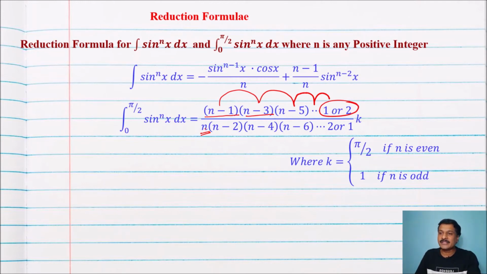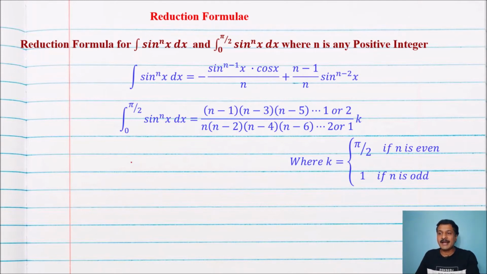Then what about the denominator? First number is n, then minus 2, then minus 2, then minus 2, will consider up to 2 or 1 is the last number. Note that here this last number depends on n is even or odd, into k. If n is even, then I will get here k equal to pi by 2. And if this power n is odd, then I will get k equal to 1.